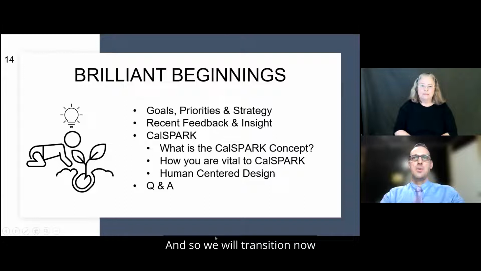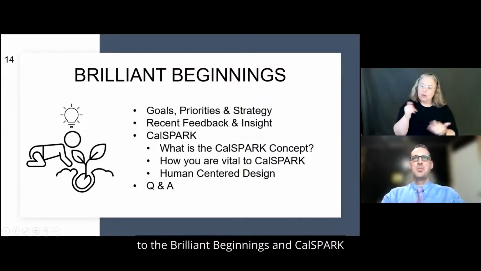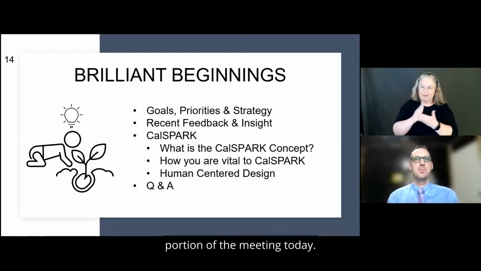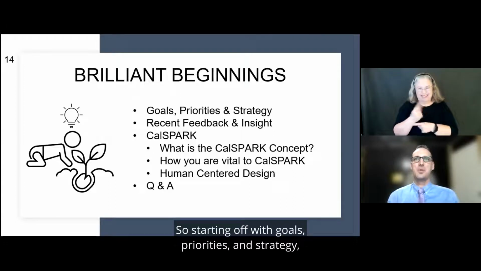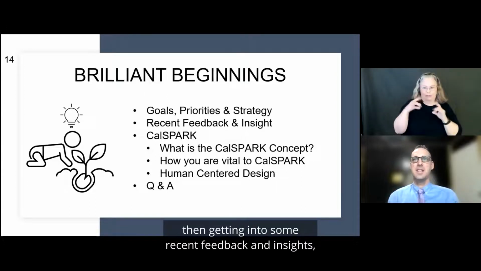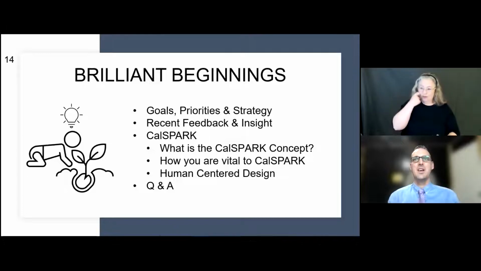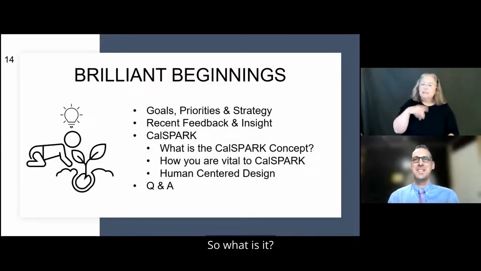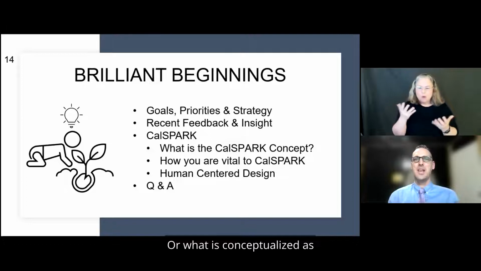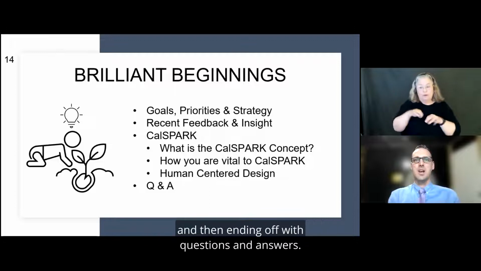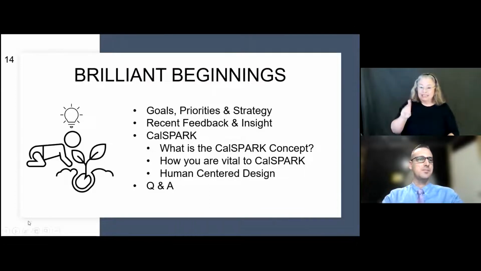And so we will transition now to the Brilliant Beginnings and CalSPARK portion of the meeting today. So starting off with goals, priorities, and strategy, then getting into some recent feedback and insight, just like you provided us today. And then getting into California supporting providers and reaching kids, CalSPARK. So what it is, or what is conceptualized, how you are vital to the success, human-centered design, and then ending off with questions and answers.